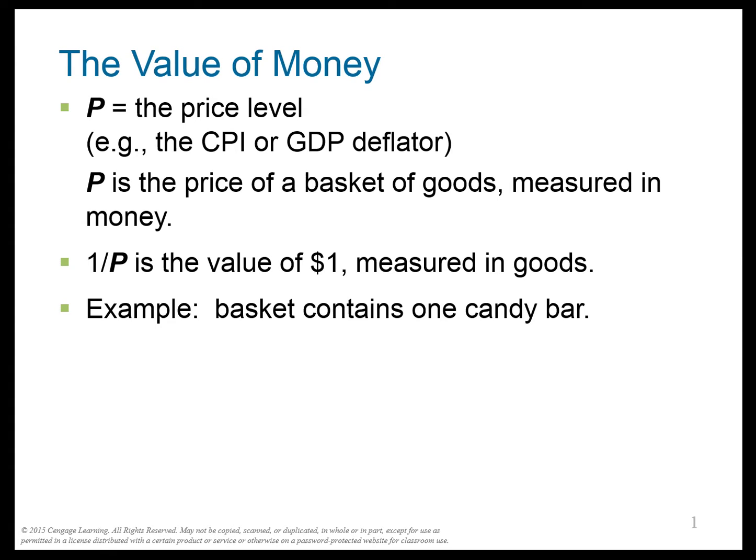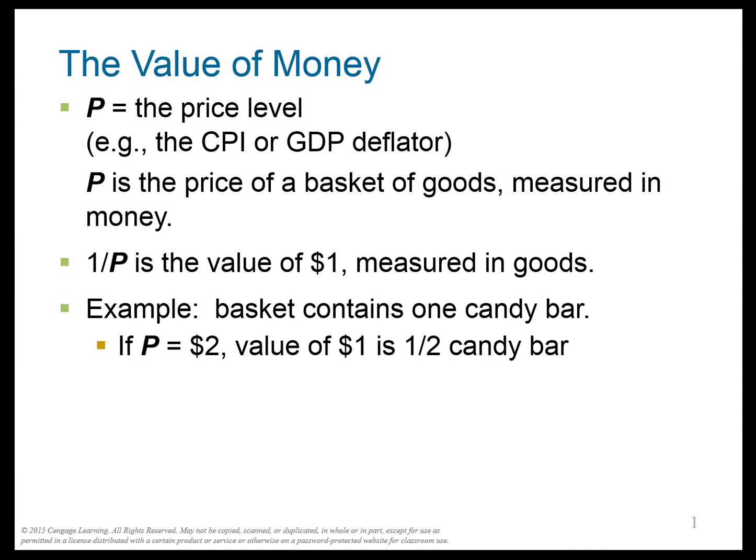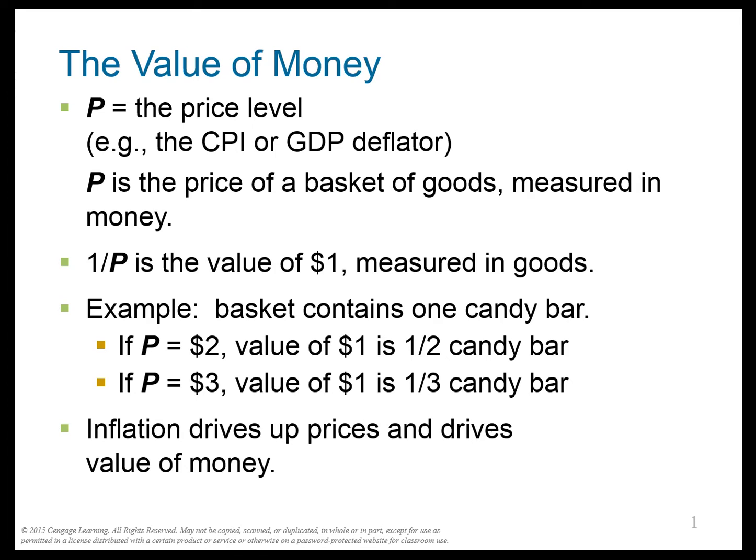Here's an example. Imagine the shopping cart for the CPI contains only one candy bar. Well, if price is equal to 2, then the value of $1 is a half of a candy bar, right? So the value of the money is 1/2. If price equals 3, then the value of $1 is 1/3 because it can only buy 1/3 of a candy bar. As you see, as prices rise, as P gets up, then the value of money, 1 over P, goes down.